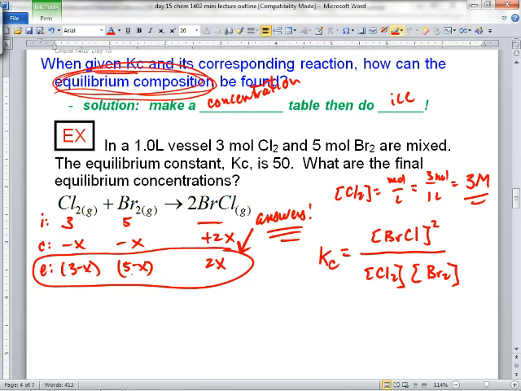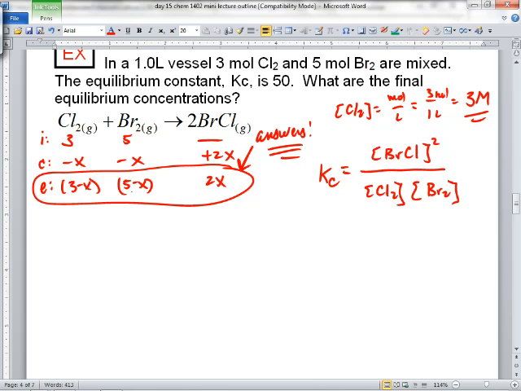Now we can substitute in our numbers. Okay, good. So Kc is 50. My bromine chloride at equilibrium is 2x. You got to put that up there. Just don't forget to what? Square it, because it's the concentration of bromine chloride squared. Right? That guy is squared. Chlorine. What do you put in for the concentration of chlorine at equilibrium? 3 minus x. Bromine is 5 minus x. Okay. Yeah. Now we're stuck with that quadratic.